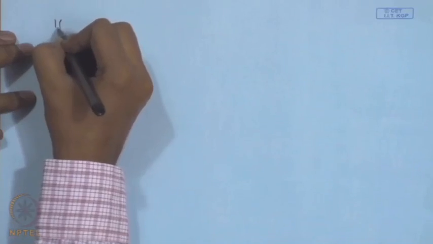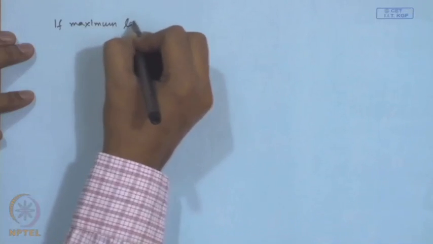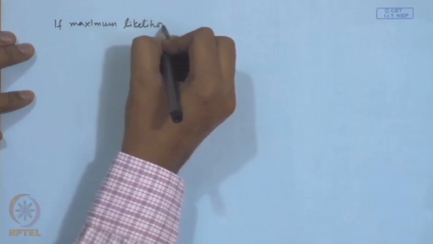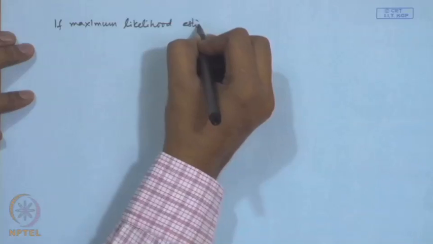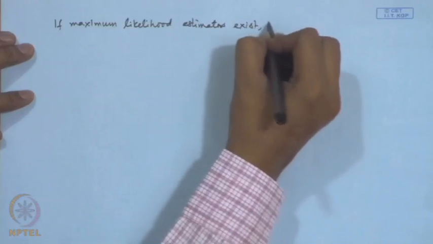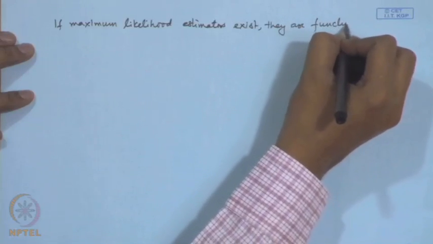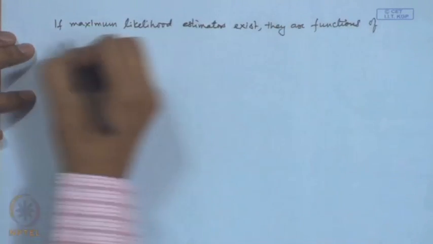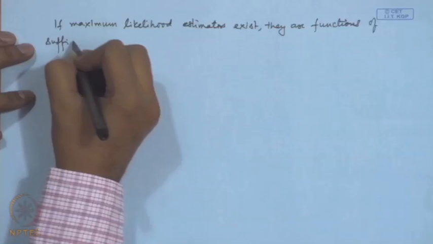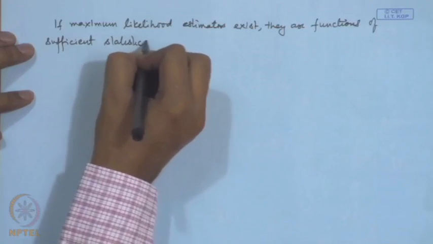So, we have a general comment here that if maximum likelihood estimators exist, they are functions of sufficient statistics.